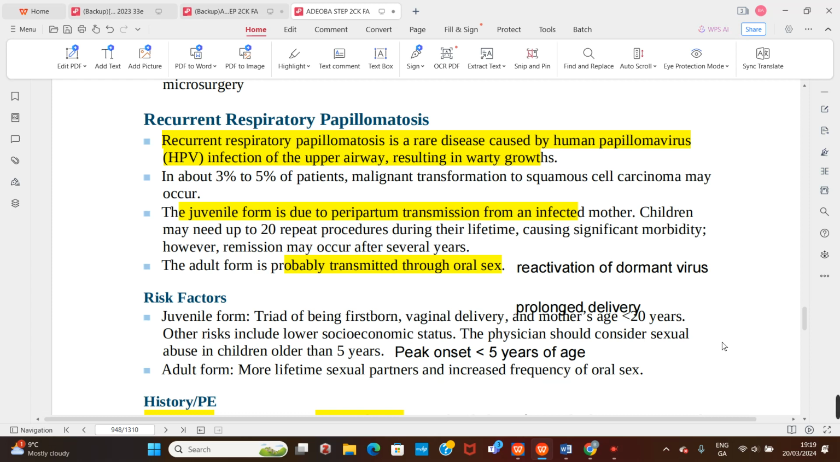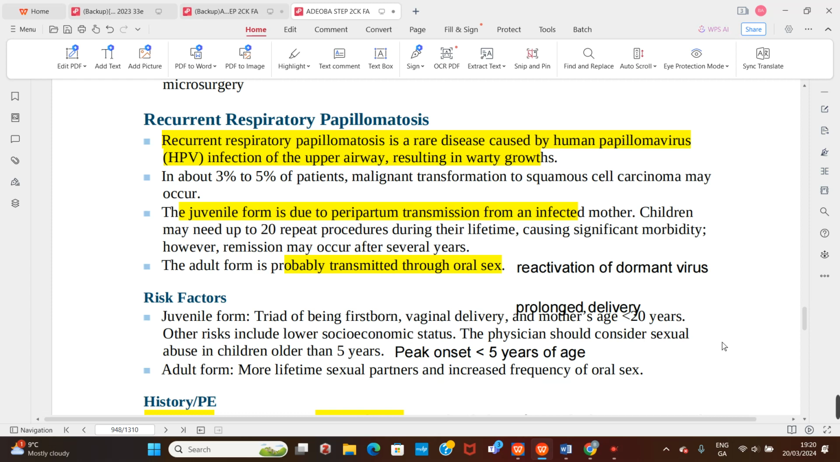So we have two types depending on the age of onset. The adult one and the juvenile. Juvenile usually occurs at less than 20, but it peaks at 5 years. The adult one is one that develops after 20 years. People with the juvenile one can have repeat procedures for removal, because the condition is recurrent. You keep going, remove. They can get like 20 procedures during their lifetime. So it's that bad. And remission usually may occur over several years.